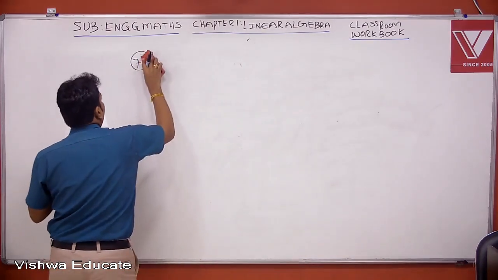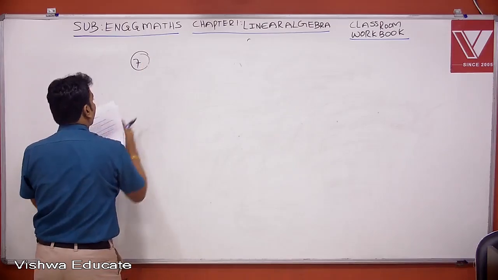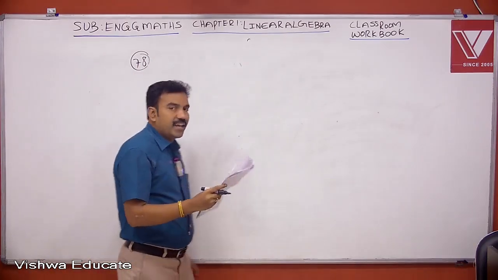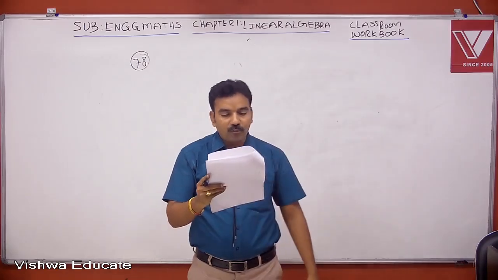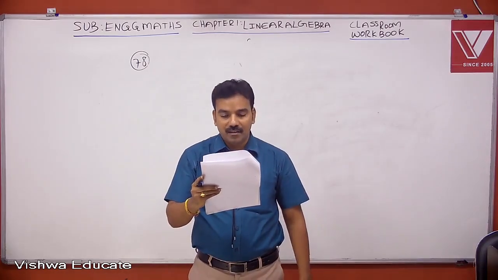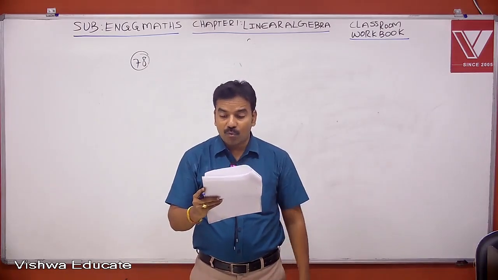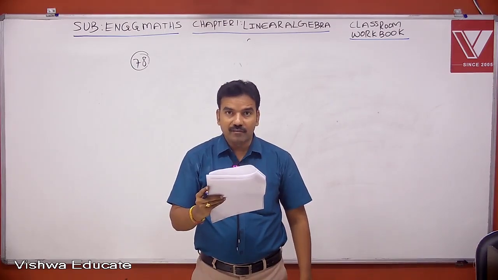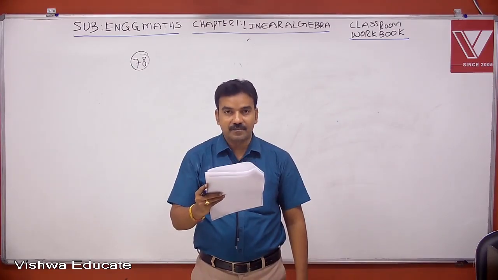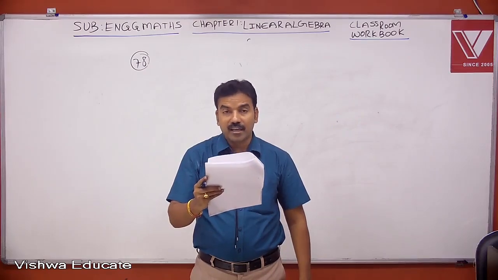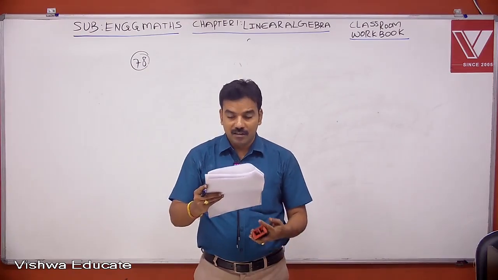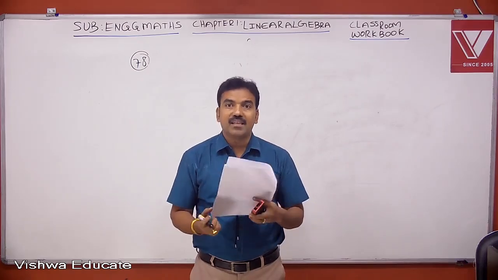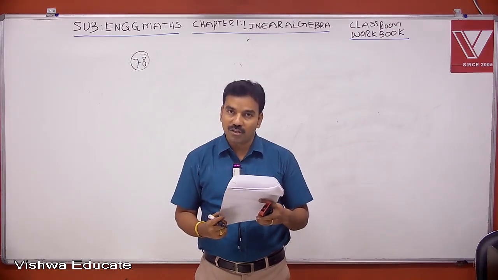Next, let us discuss question number 78. For what values of alpha and beta do the following equations have an infinite number of solutions? Three equations are given in the variables x, y, z, with alpha and beta in the last equation. We need to find the values of alpha and beta for which these three equations have infinitely many solutions.